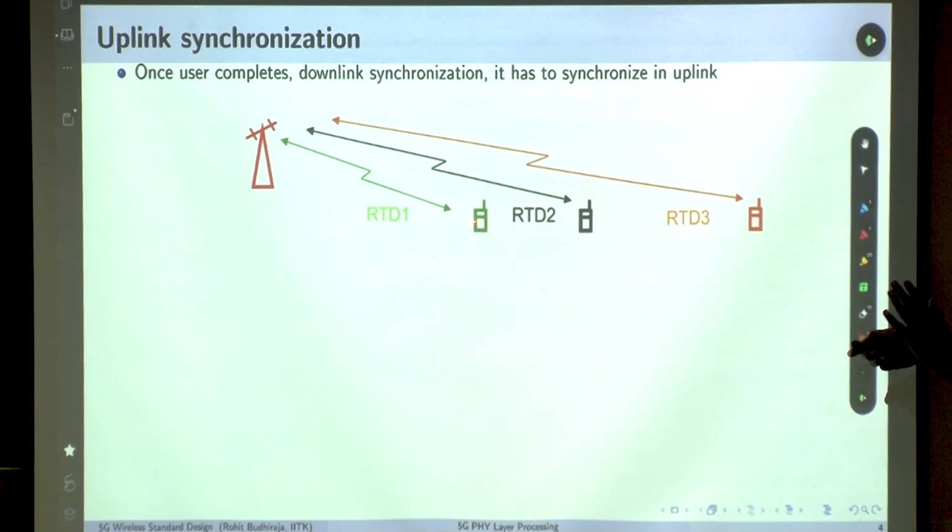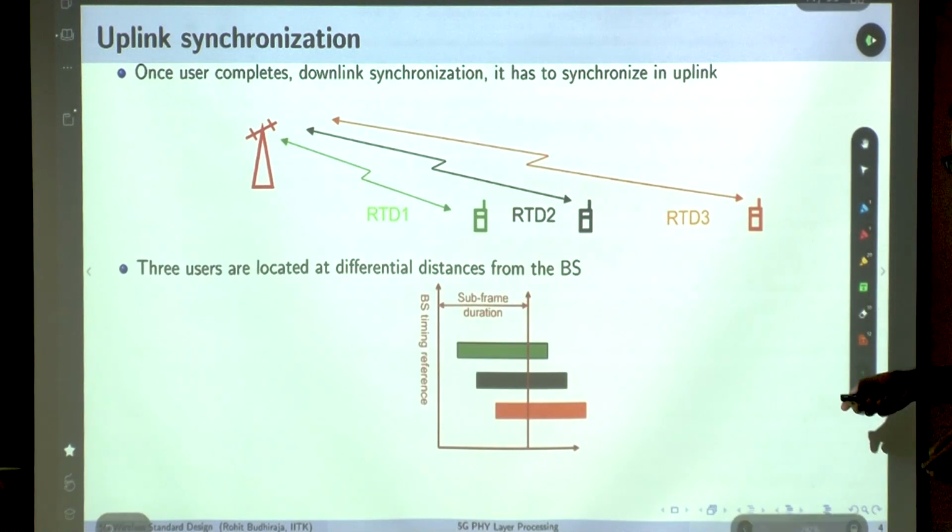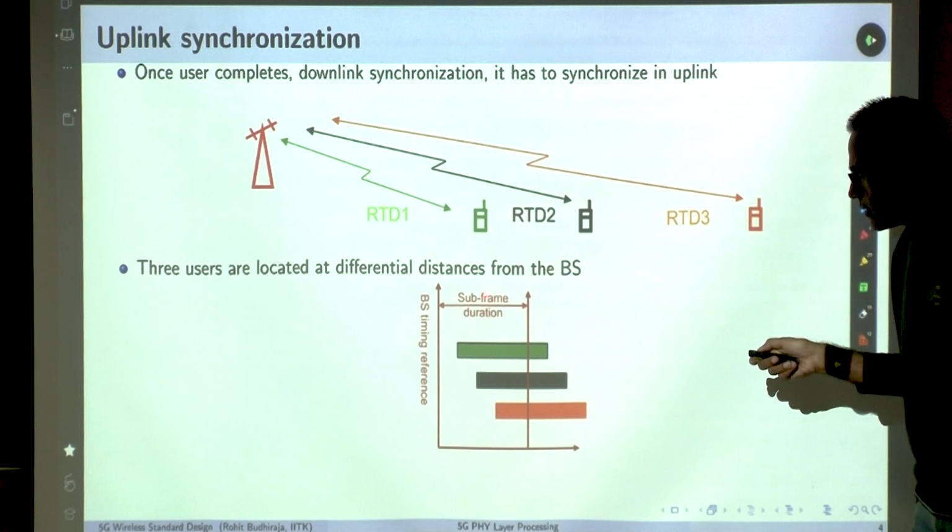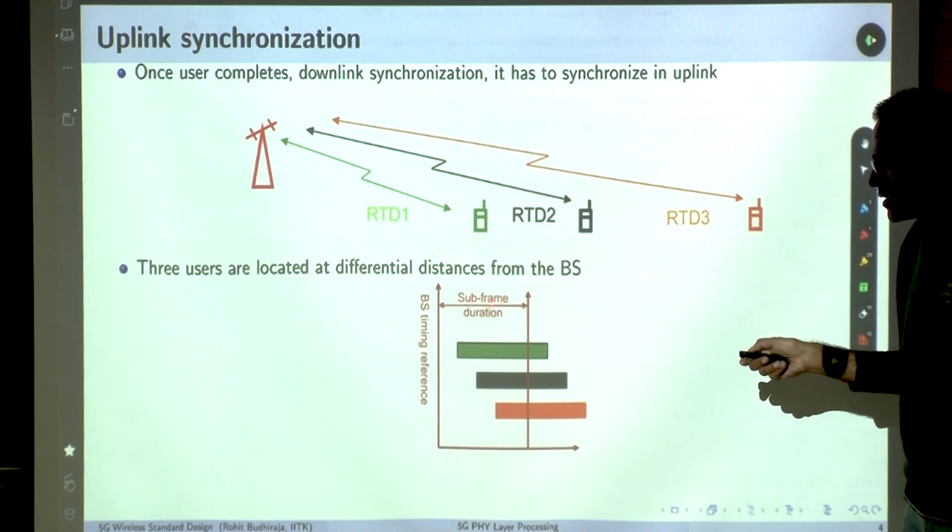Now, it's fine in the downlink. Each one of them receives it with delay. But when these users try to transmit data in the uplink, what will happen? This user's data will reach at the earliest, and this user's data will reach after that. So this is a problem. Here you can read this as subframe or slot duration.